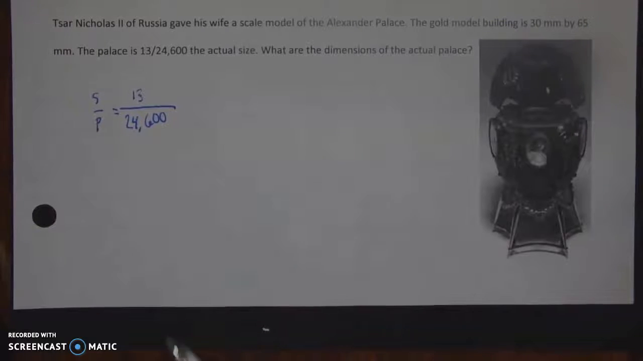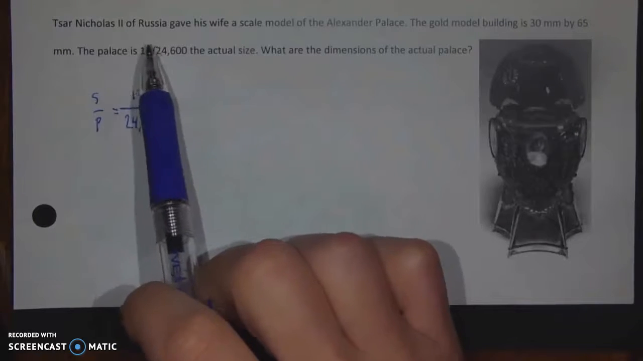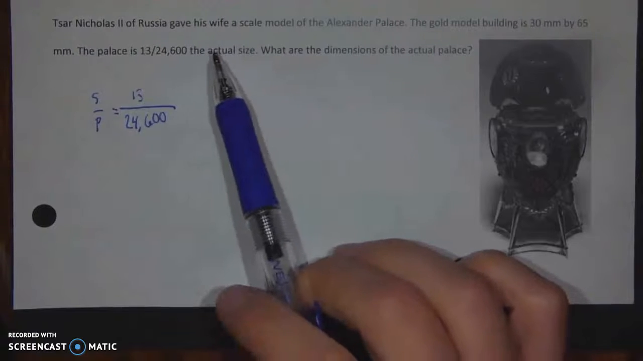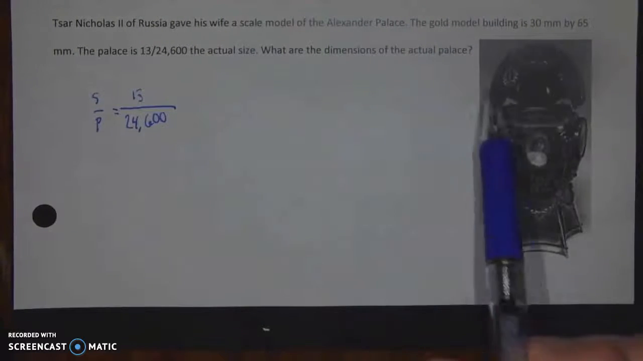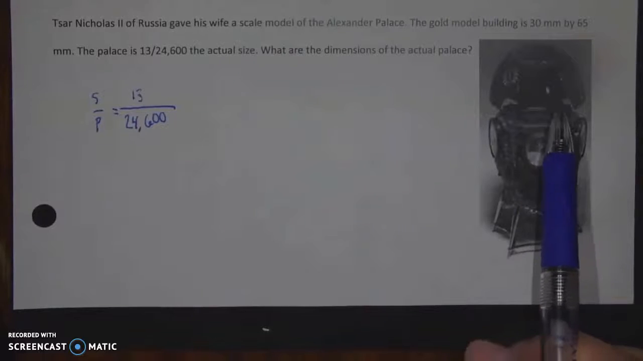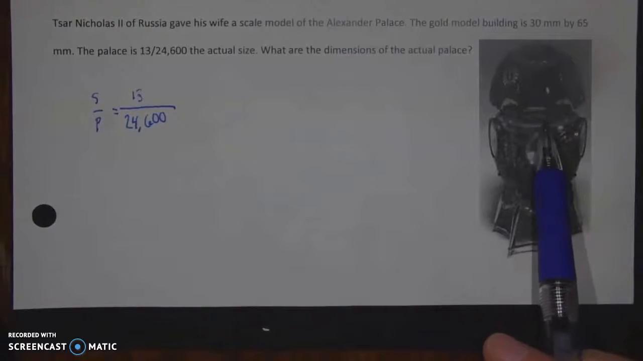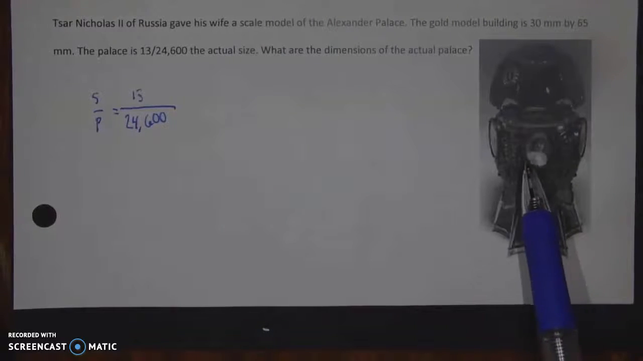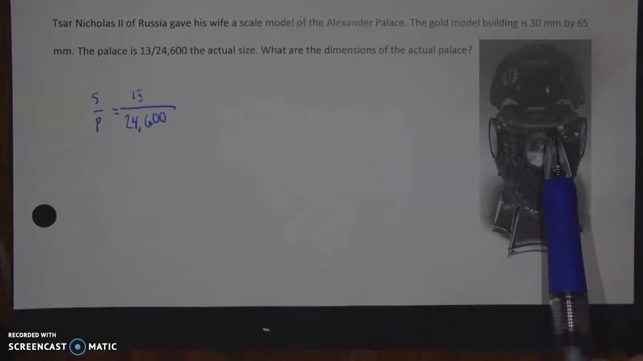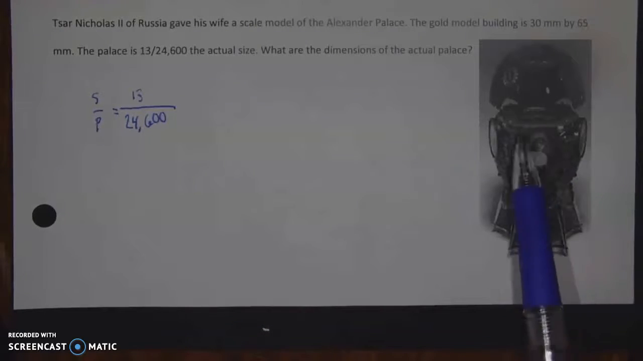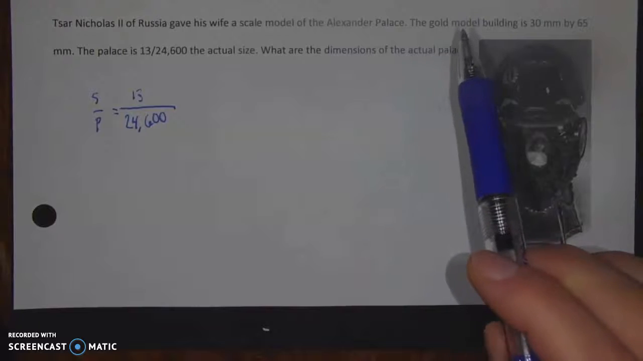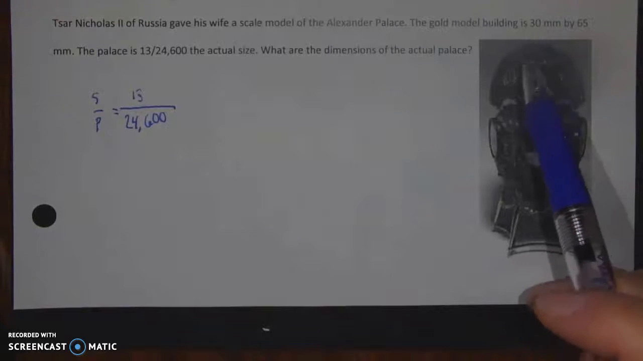So for our word problem, what we're going to look at is a scale model, and a really famous one. This one is given from Tsar Nicholas II of Russia to his wife, and he gave her a scale model of the Alexander Palace that's made in gold. It's so beautiful. I got a chance to see this one in person and was just blown away by this tiny, tiny, but incredibly detailed palace that's inside of there. And this is apparently to scale.